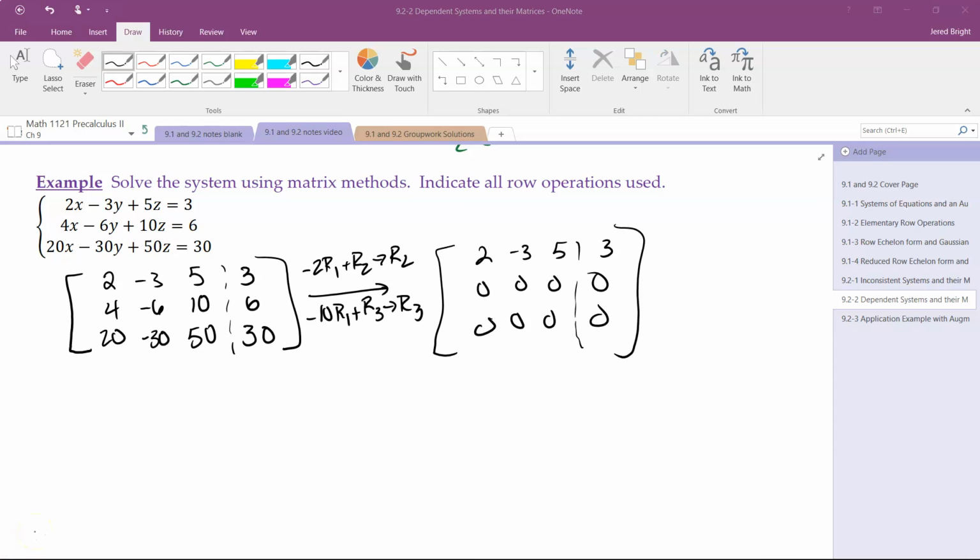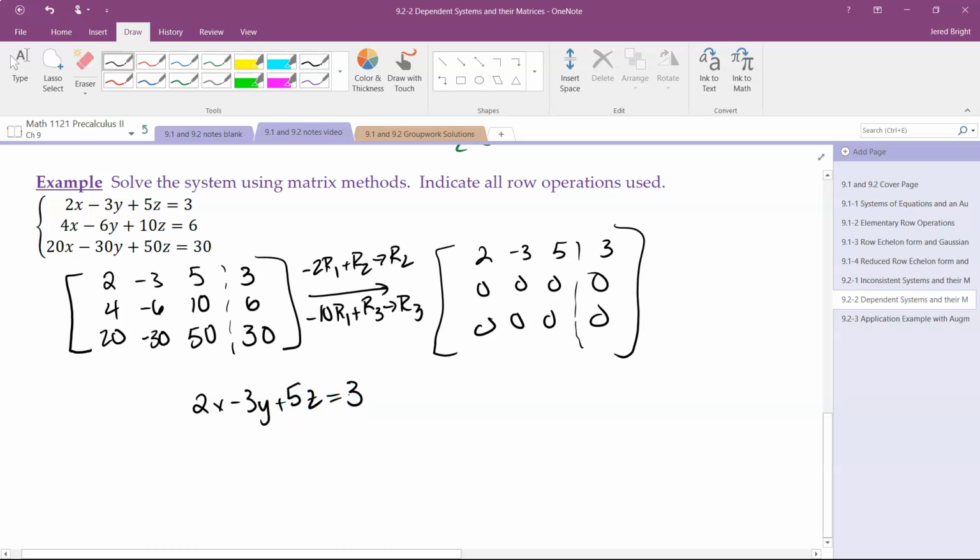Alright, so I'm violating the rules here a little bit, I get that, but bear with me. Normally I want a leading 1, I have a leading 2 instead, so I'd have to take 1/2 of the first row, but I digress. I noticed that all these numbers seem to be closely related, so I ended up taking -2 row 1 plus row 2, putting that in row 2. That wiped out the second row. Did something similar with -10 times row 1 plus row 3 for row 3. That knocked that row out too. So I'm left with this singular equation of 2x minus 3y plus 5z is equal to 3.